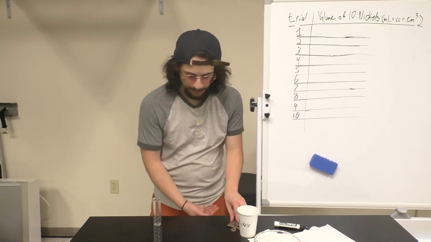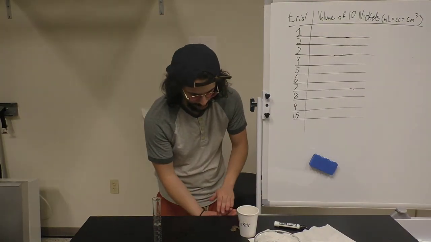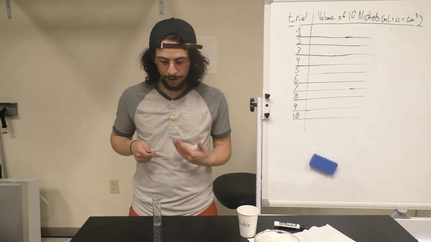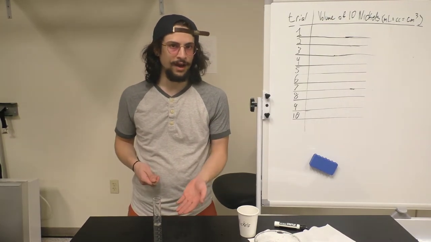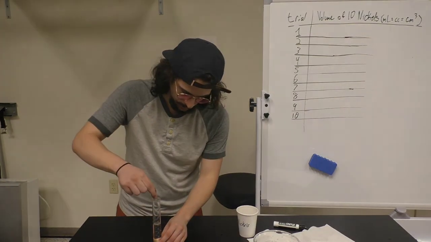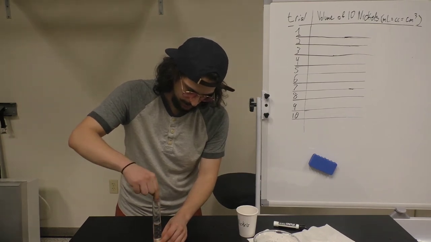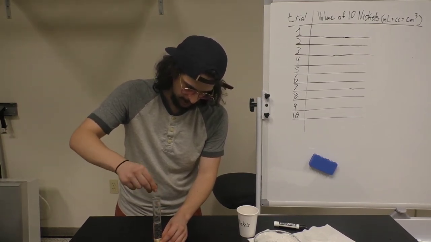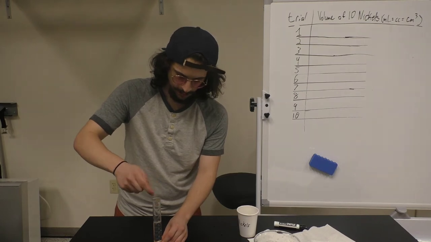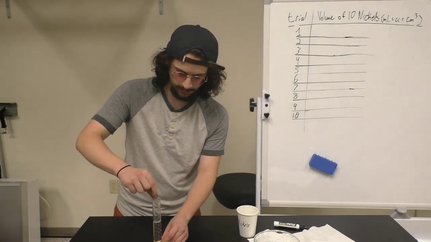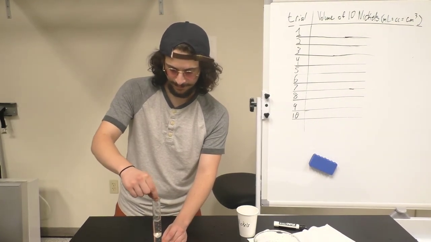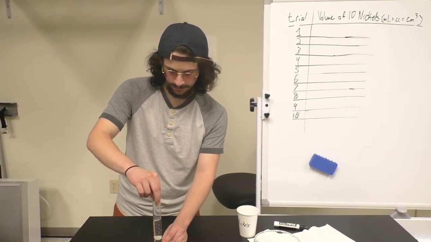So now I'm at 35. And I have to do a very good job of dropping these in so that they don't splash. If I lose a drop of water, then I didn't start at 35 milliliters. So I need to be very careful and drop these in. 2, 3, 4, 5, 6, 7, 8, 9, 10.